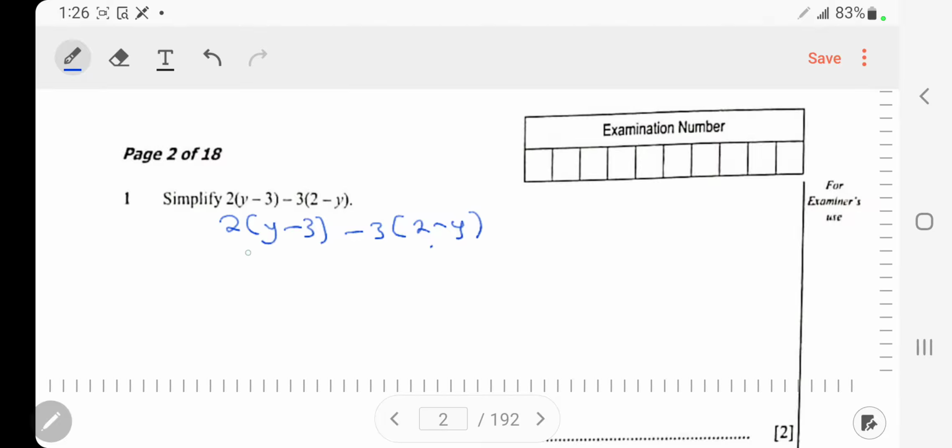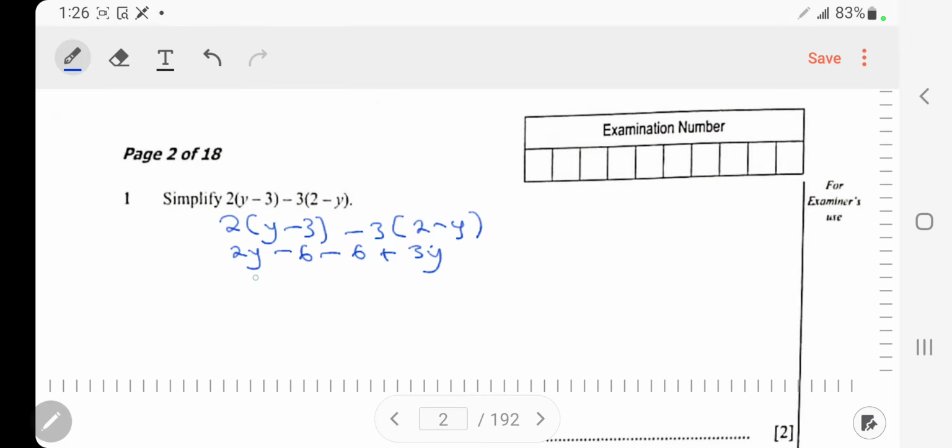So the first thing, from the rules of BODMAS, we first open the brackets. So we have 2 by y, it will give us 2y. Then 2 by 3, it will give us negative 6. Then negative 3 by positive 2, it will give us negative 6. Then negative 3 by y, it will give us plus 3y.